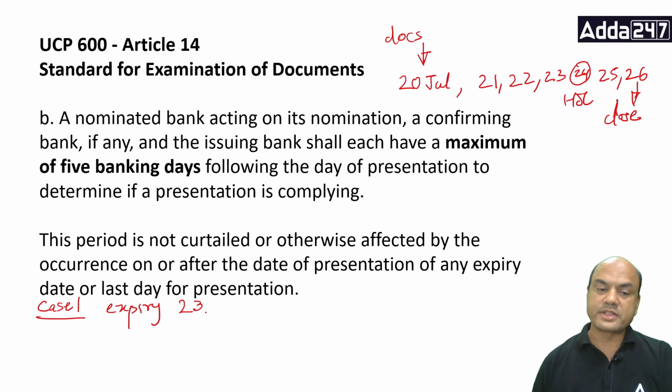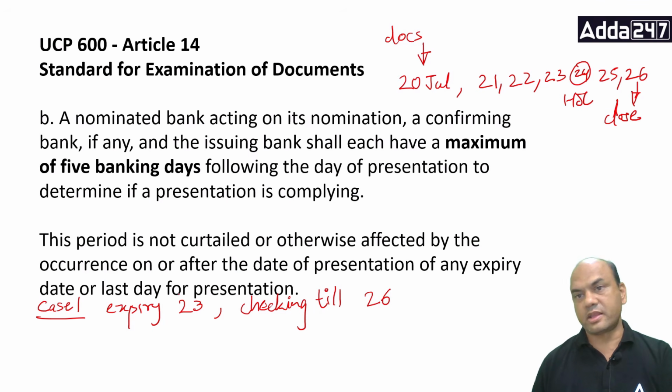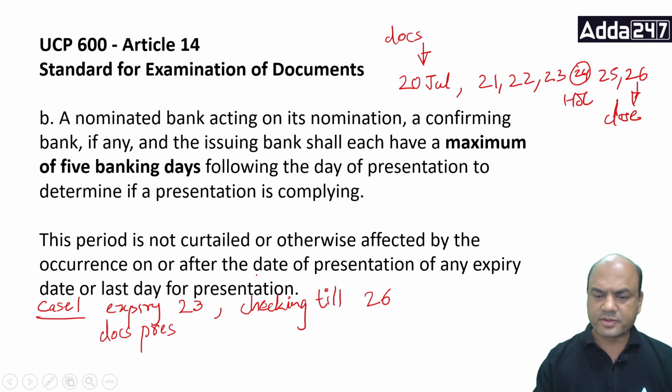So even though expiry is on 23, my SWIFT or messages must go on with checking days. Checking days are till 26. It will not be curtailed for 23. It will continue till 26. Same thing for document presentation, same logic. I will not write it again. So, date of presentation and expiry have nothing to do with this banking day. Got it?